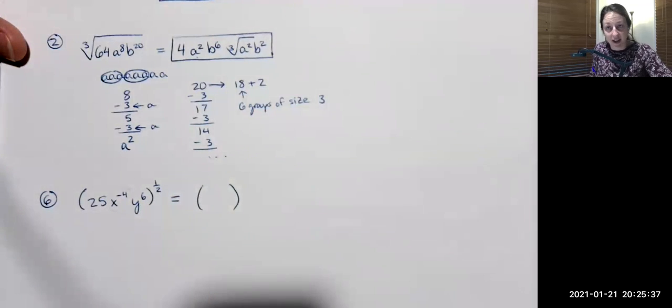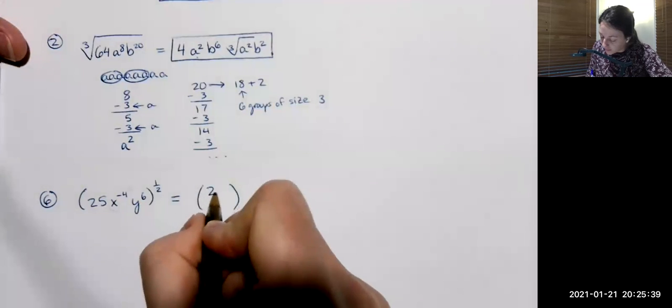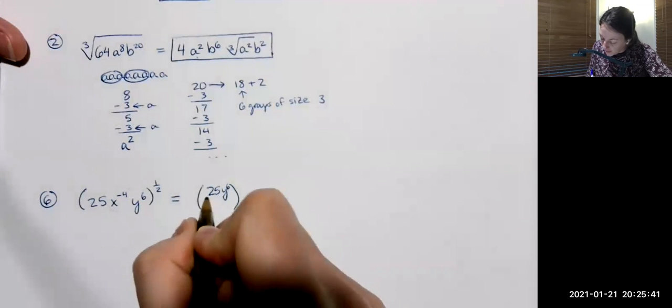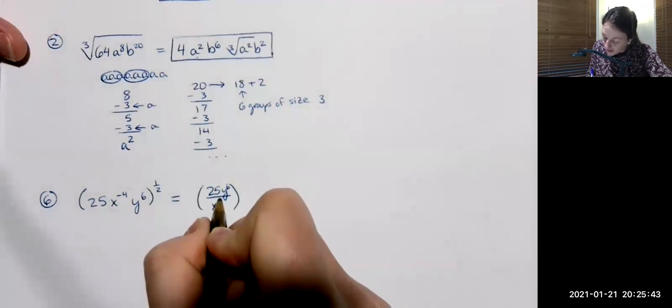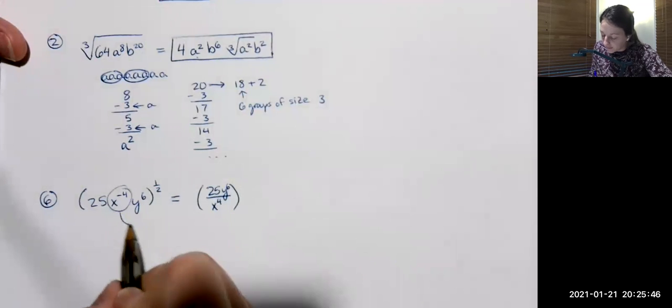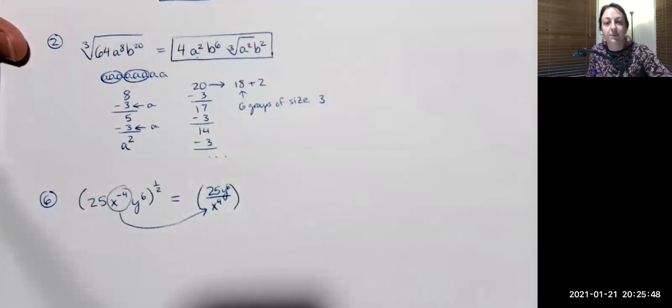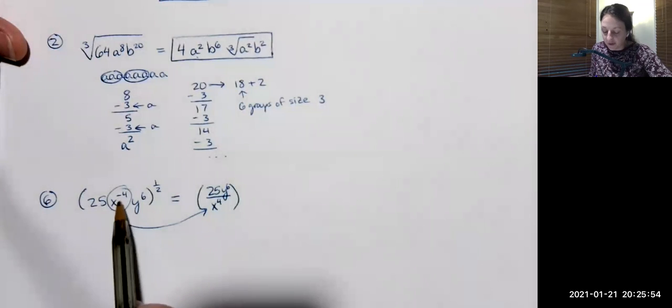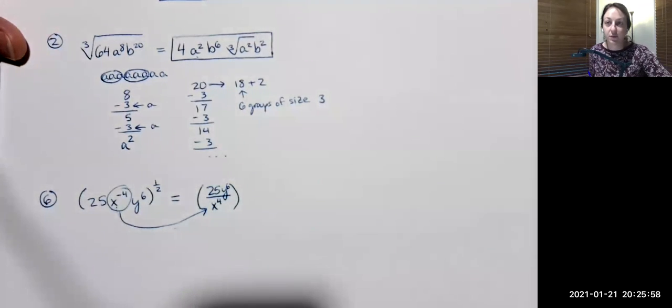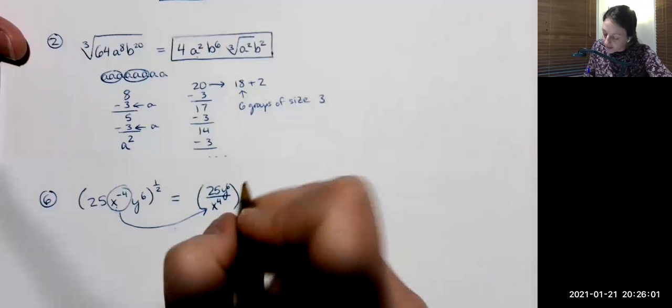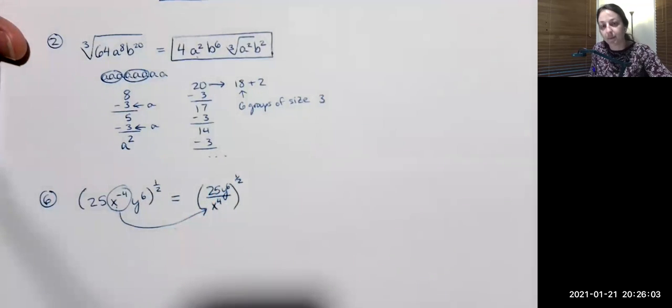You are not allowed to have negative exponents. What we do is we rewrite any base with a negative exponent in the numerator or denominator, whatever the opposite is. So x to the -4th, that's up top. To make it +4, I write the x to the 4th in the denominator. This is all still raised to the 1/2 power.